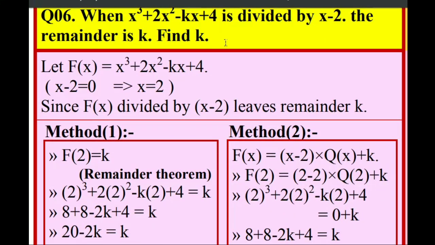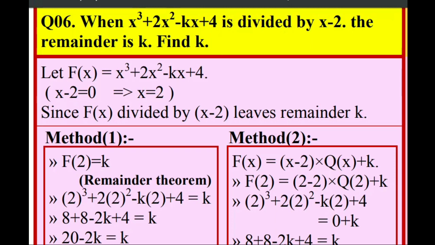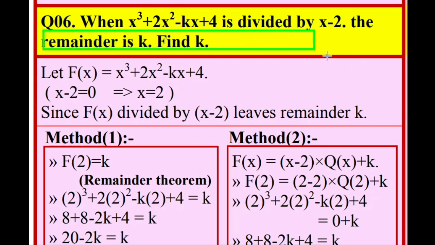Here we have another question. The question is, when x cube plus 2x square minus kx plus 4 is divided by x minus 2, the remainder obtained is k, and find the value of k. So now the process is completely clear to you.